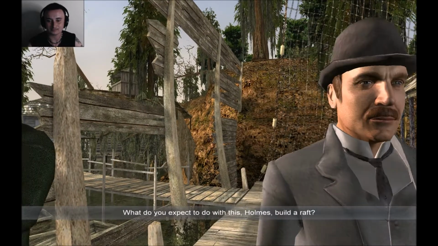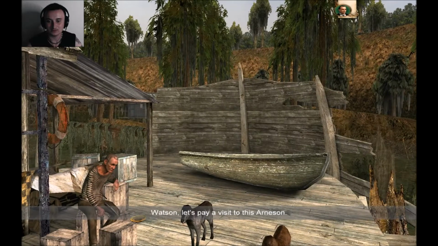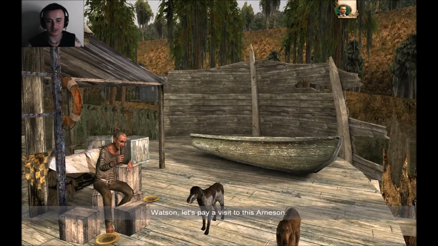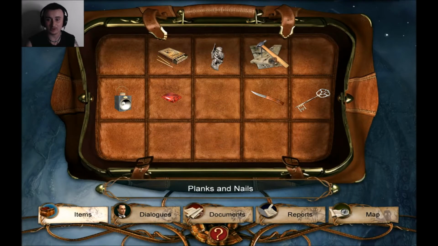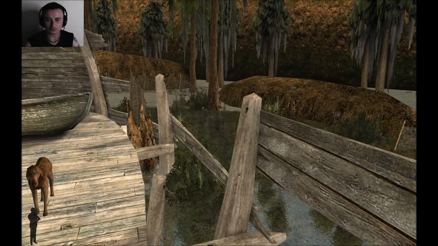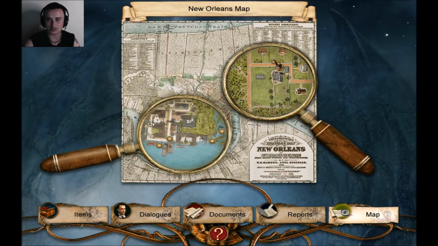What do you expect to do with this, Holmes? Build a raft? Watson, let's pay a visit to this Arneson. Yeah, no, we'll be back for the raft, but for now, we need these wooden planks, and the hammer, and the nails, and we've built ourselves a ladder. And with this ladder, we can go back to Arneson's house.